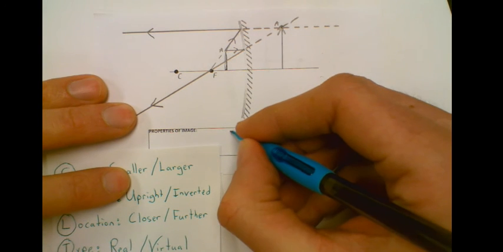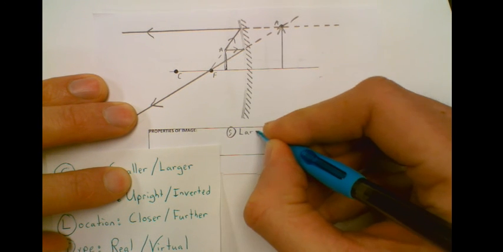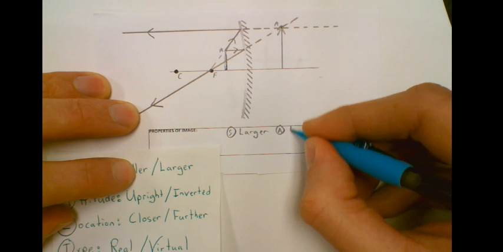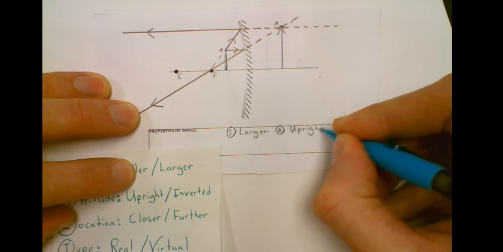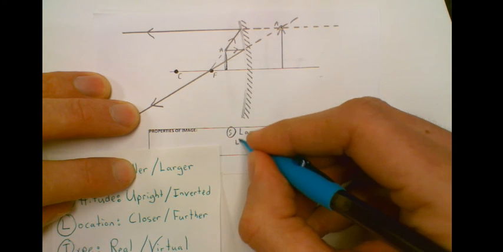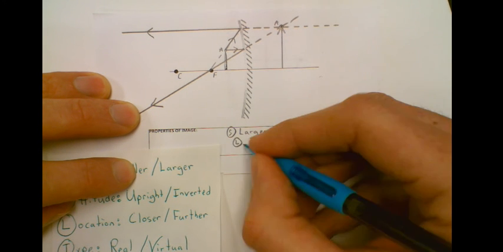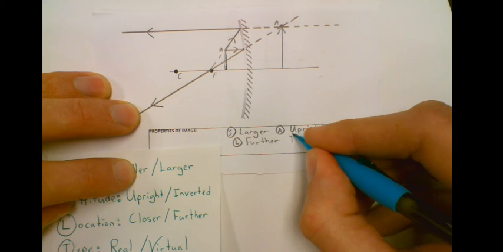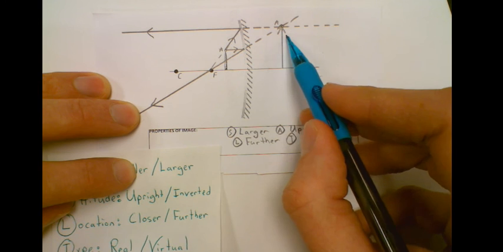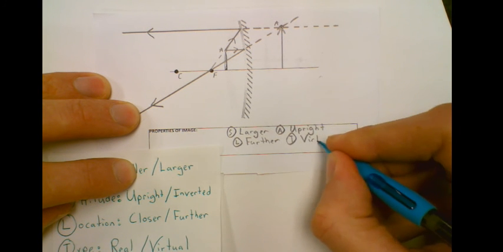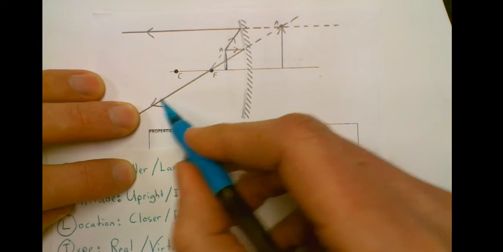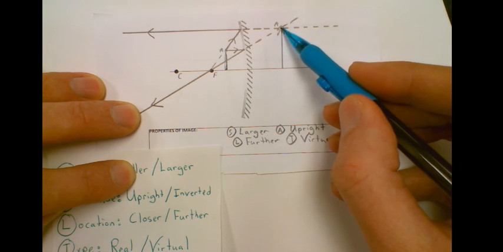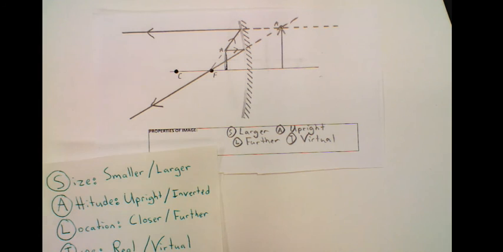So for size, it's larger. For attitude, it is upright this time. And for location, it is further. And for type, notice that it's located behind the mirror, and so it is virtual, because the actual rays of light don't converge in a single point. Instead, our brain retraces them and puts the image back here. So that is that example.